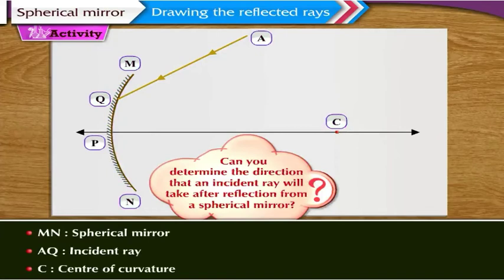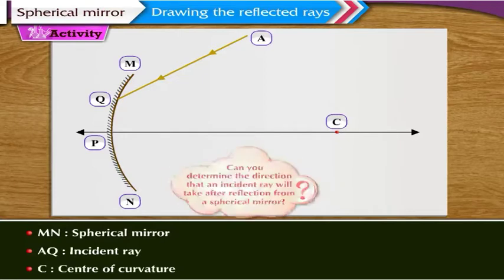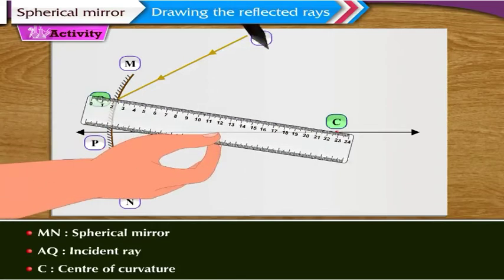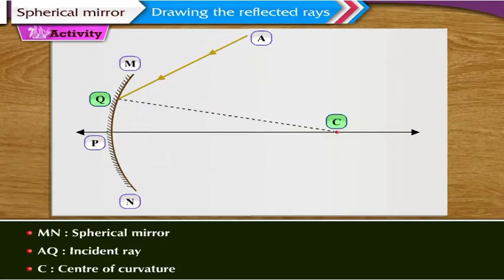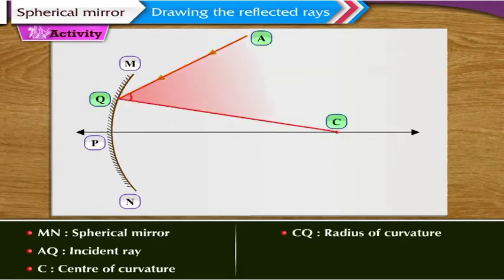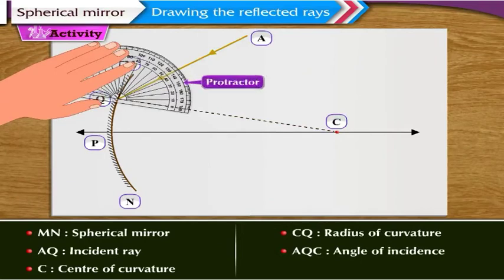Now, can you determine the direction that an incident ray will take after reflection from a spherical mirror? Let us first find out the angle of incidence. To do so, let us join point C and point Q. Now, CQ is nothing but the radius and therefore is perpendicular to the mirror at Q. Thus, angle AQC is the angle of incidence. Let us measure this angle using a protractor. It is 45 degrees.